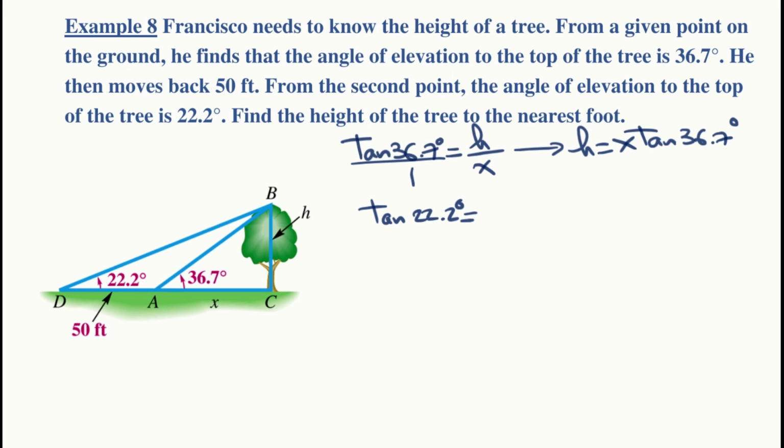All right, so we get h over, that's called dynamic learning, or active learning, where you're not just passively sitting there and receiving information, you're actually fully participating in the obtaining of information. All right, so h over what? Well, let's see. For this larger triangle, the adjacent side is all of that. And how much is that? Well, there's 50 and there's x, and they need to be added. So x plus 50.